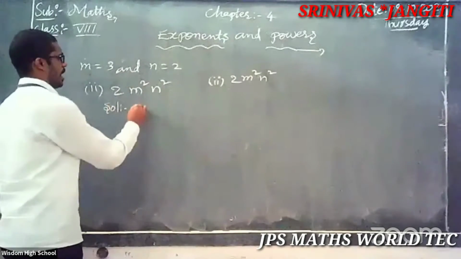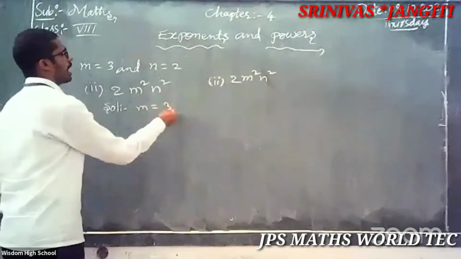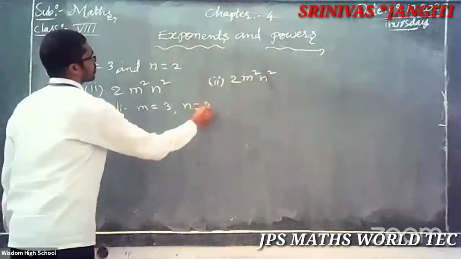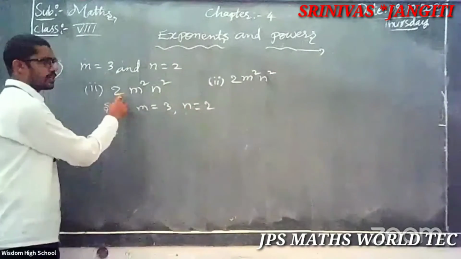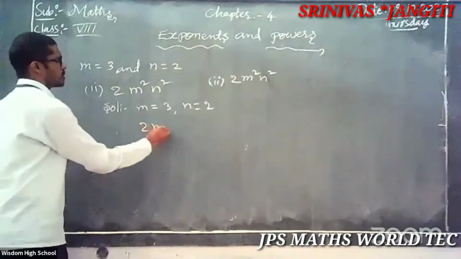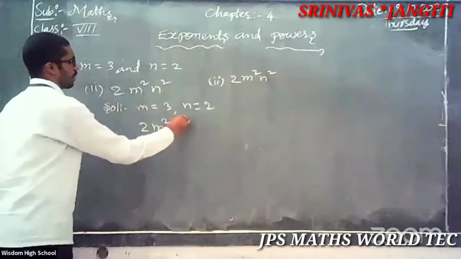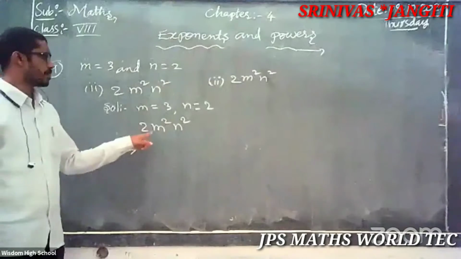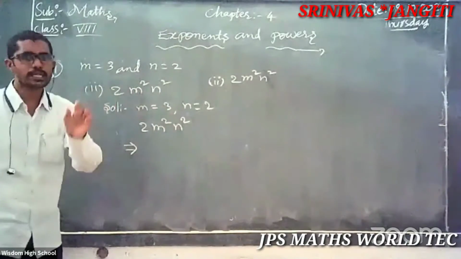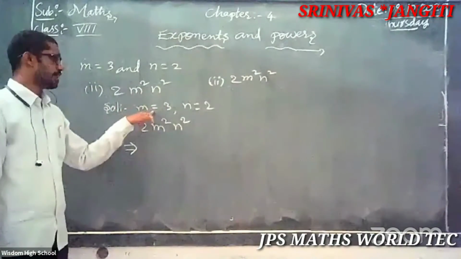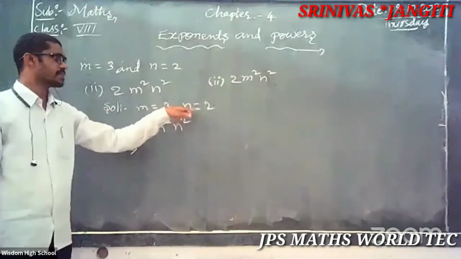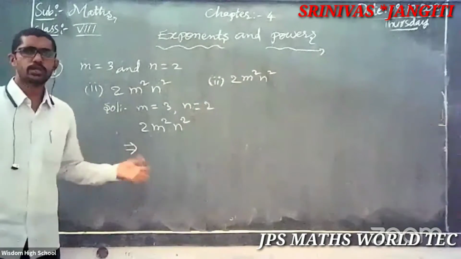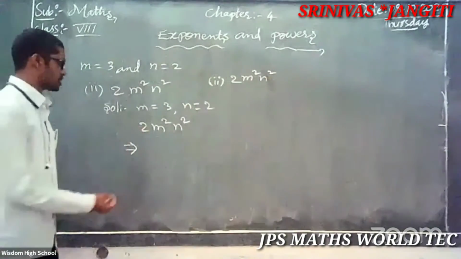Here, m is equal to 3 and n is equal to 2. What is the problem? 2m²n². So that implies the problem is 2m²n². Then replace m with 3, and where is the n? Replace it, substitute 2. So simple, no? Come on, let's start our solution.